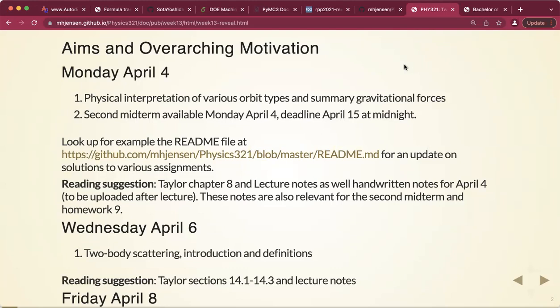But the topic this week is to try to wrap up the central force problem. And today we're going to analyze how the energy relates to the type of orbits which we have.